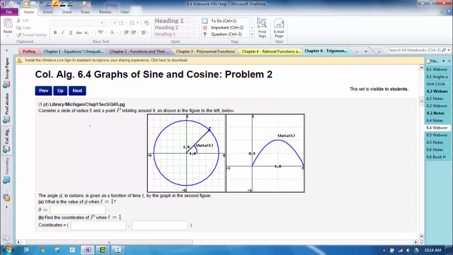Alright, the next problem is kind of a weird one, but it says I have a radius of 5, and it gives me two different graphs here. It says first the angle theta in radians is given as a function of time right here. So what is the value of theta when t equals 1?